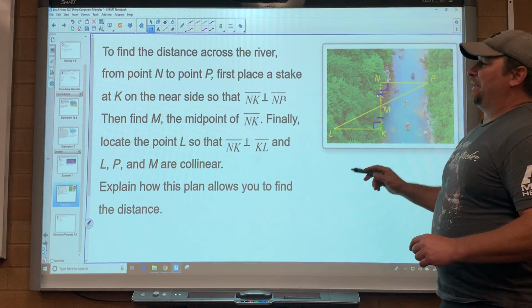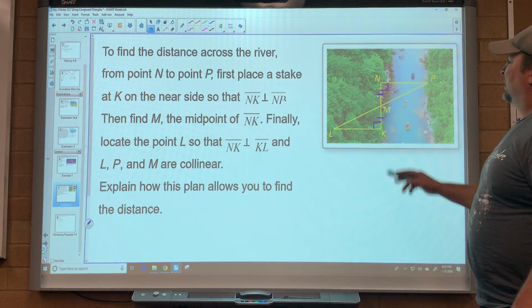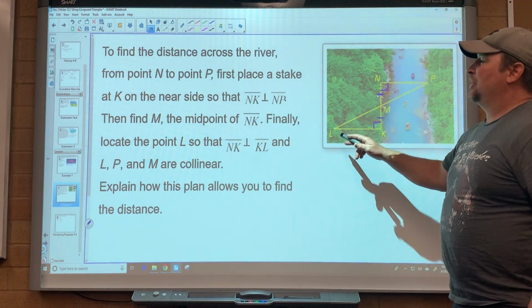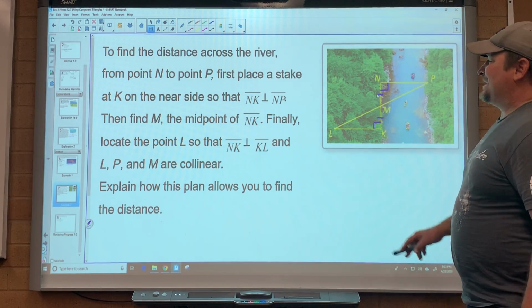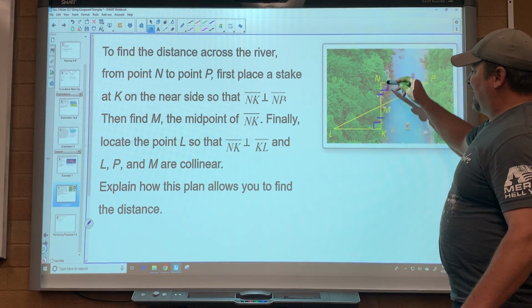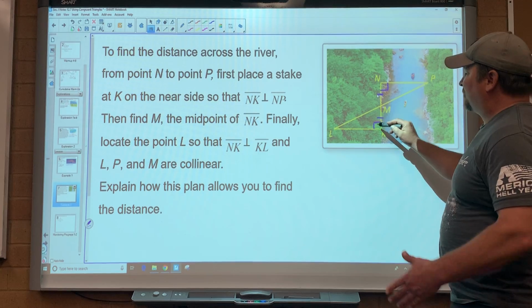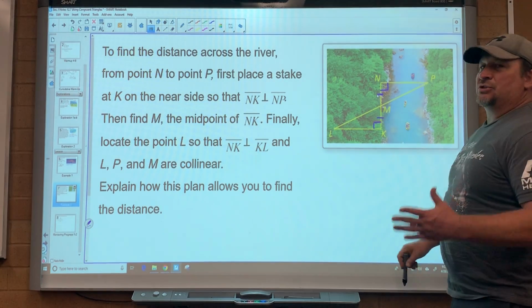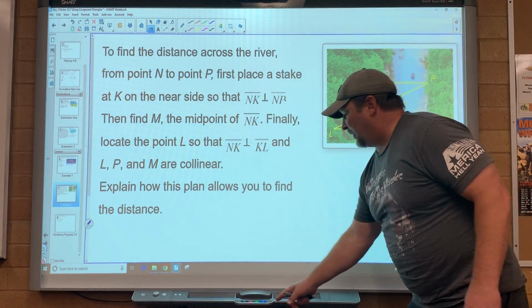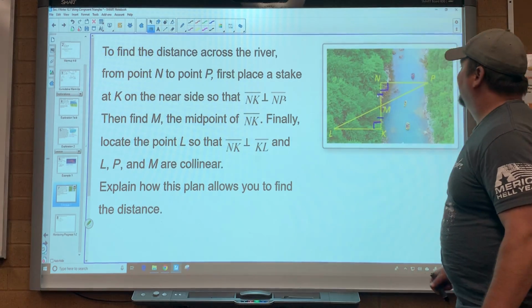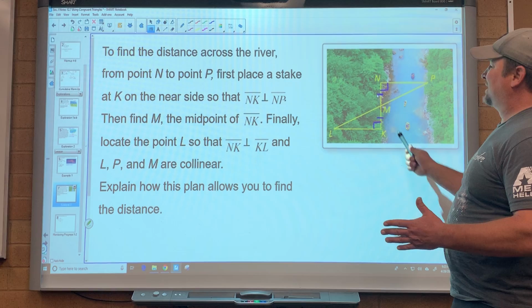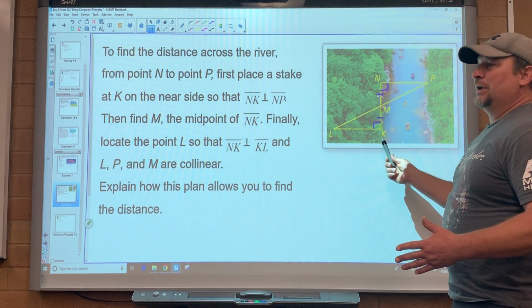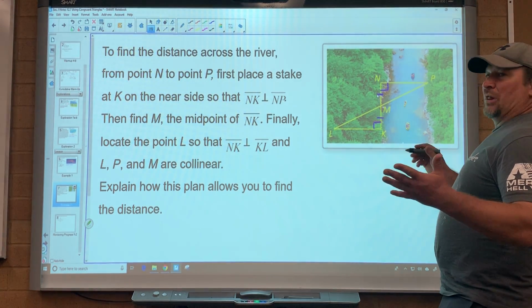And now finally locate a point L. So they said locate a point L so that NK is perpendicular to KN. So now we've got a 90 here. So now what can we prove? We want to be able to prove the distance of N to P. Well, the only way we can prove that is if we have the distance of L to Q. And if that's true, we'll have it.